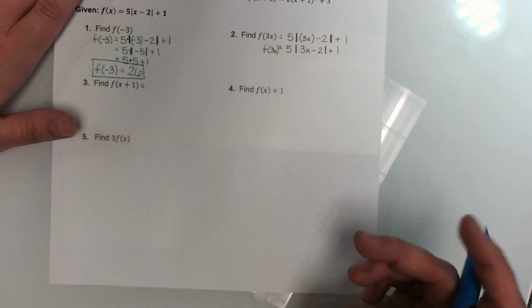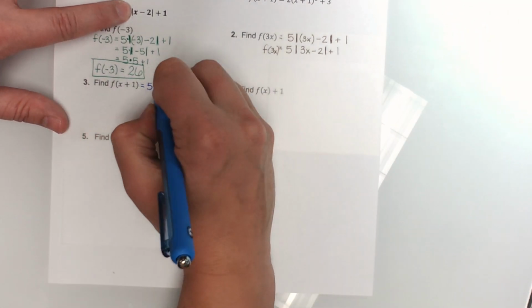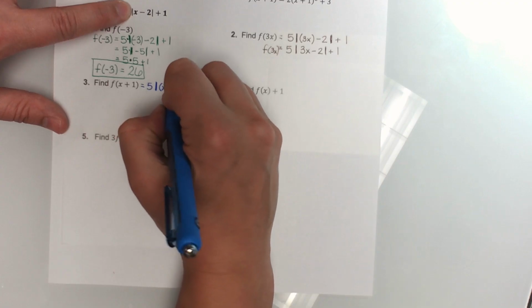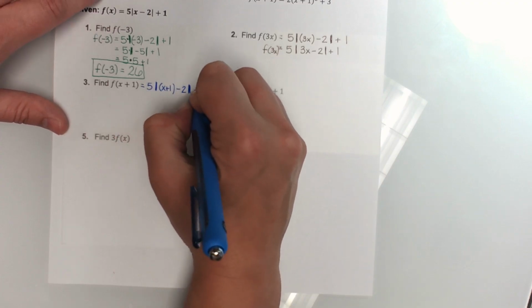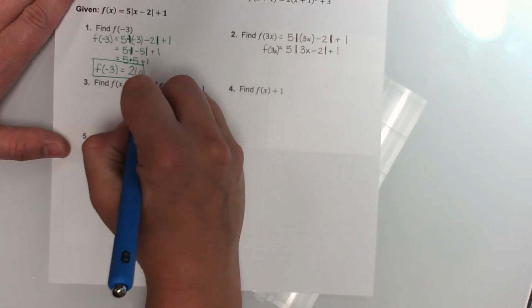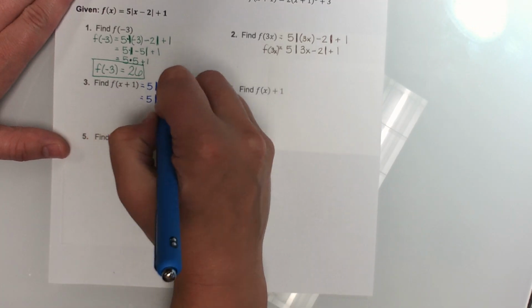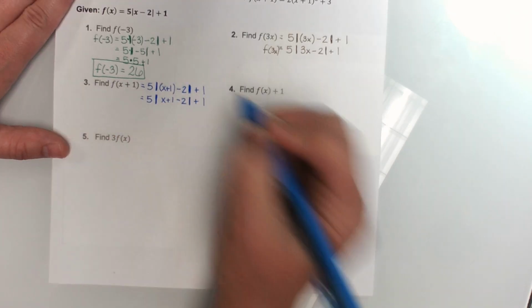than x plus 1. So there's this 5 absolute value. Here's where my x is. I replace x plus 1. Minus 2, close the absolute value, plus 1. Same question I've asked before. Are the parentheses doing anything? No, so I get rid of them. 5 absolute value, x plus 1 minus 2, close the absolute value, plus 1.